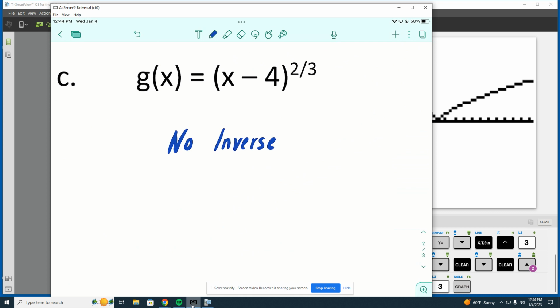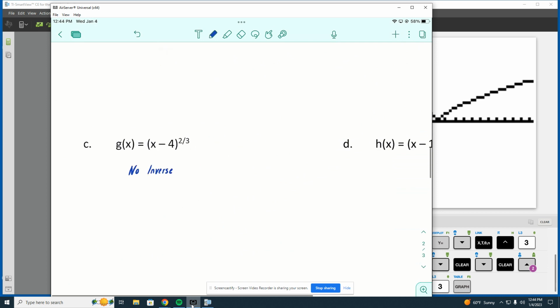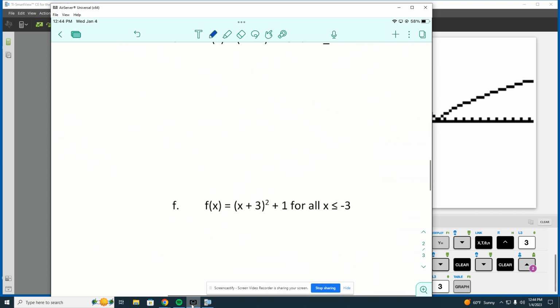Why do we say no inverse, Brady? Why did I say no inverse for that problem? That's right, it didn't pass.